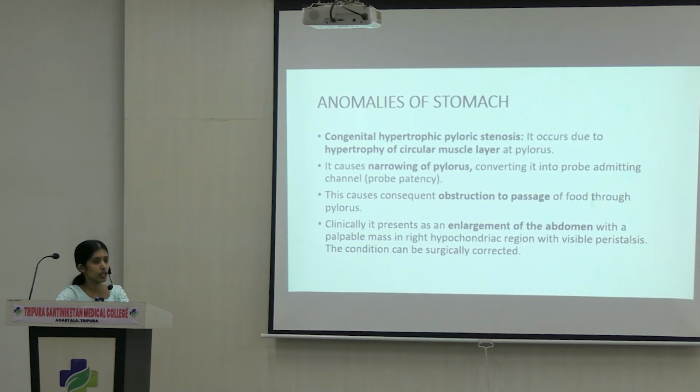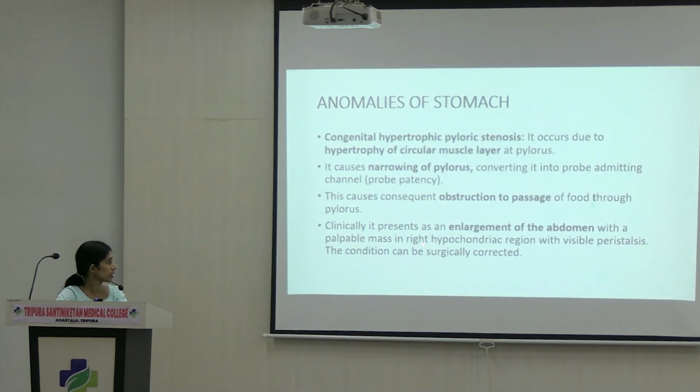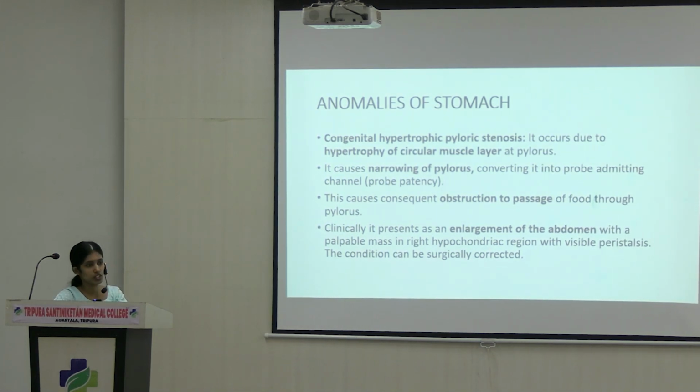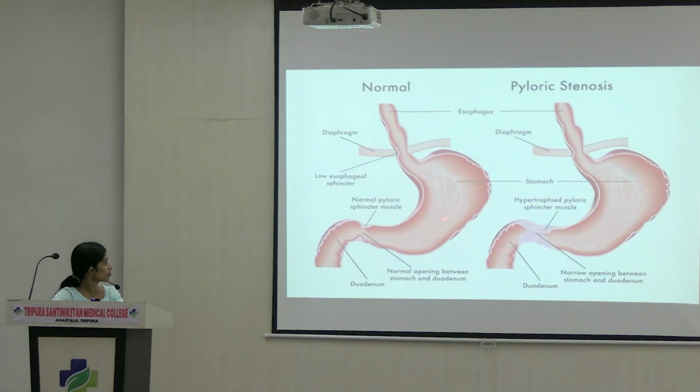So we can see the enlargement in the abdomen, especially in the right hypochondriac region with visible peristalsis. This condition can be surgically corrected. See the difference now.